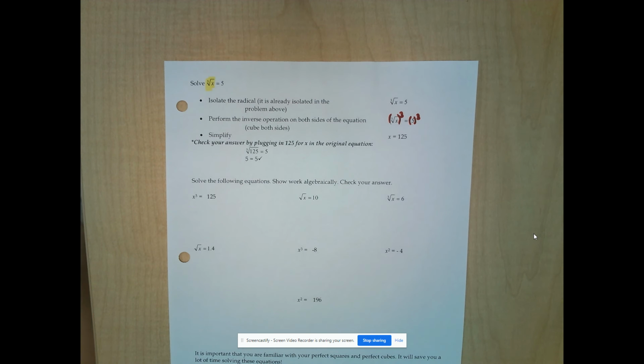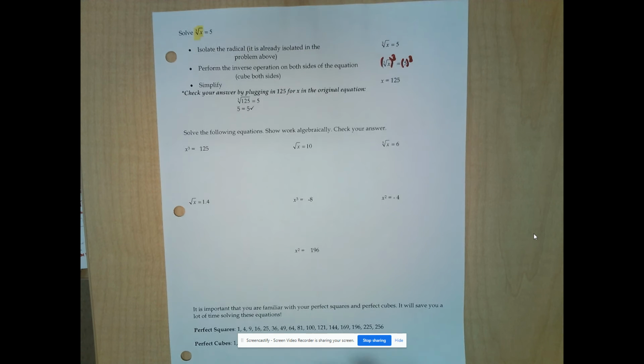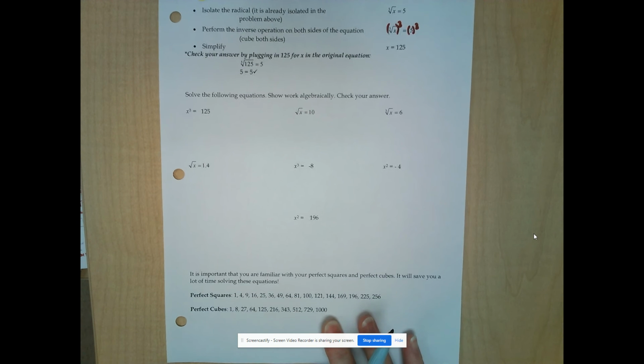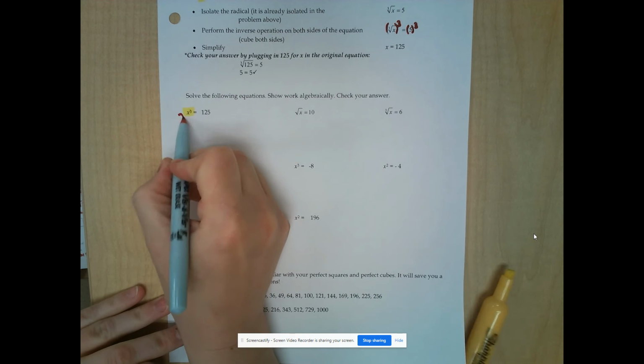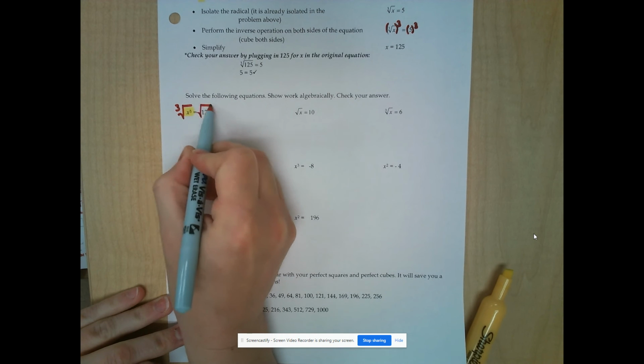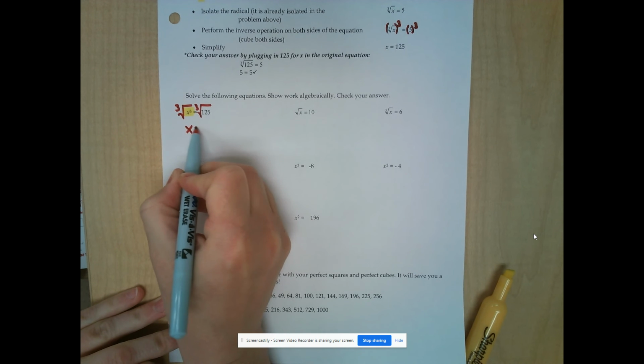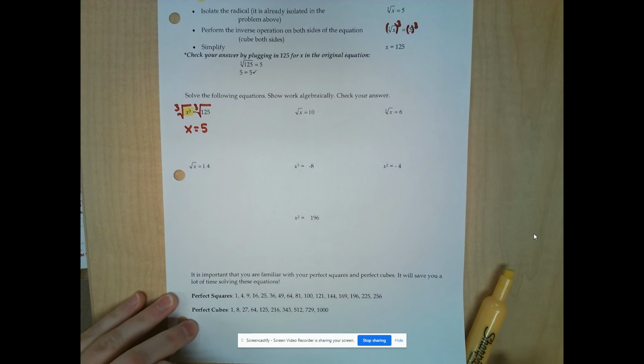Sure is. Solve the following equations. Show your work algebraically and check your answer. So again, not looking just for a correct answer, looking for that step. What are you doing to both sides? So the side with the variable has x cubed. I'm going to do the inverse, which is cube root the left side, cube root the right side, and I'm going to get x equals 5, just one solution.